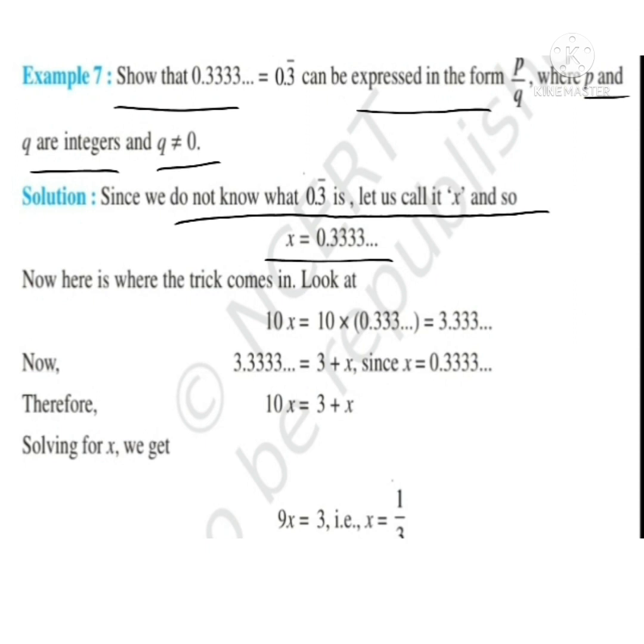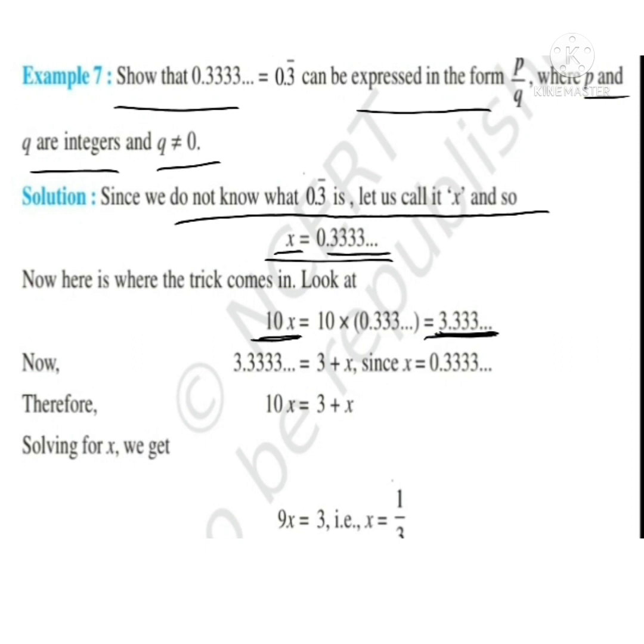Now here comes a trick. How many numbers are repeating? Only one number is repeating, so we will multiply it by 10. And we know that if we multiply an equation by the same number on LHS and RHS, the value doesn't change. So we will multiply x by 10 and 0.333 by 10. The decimal will shift one step ahead. Now you can see 10x is equal to 3.33333.